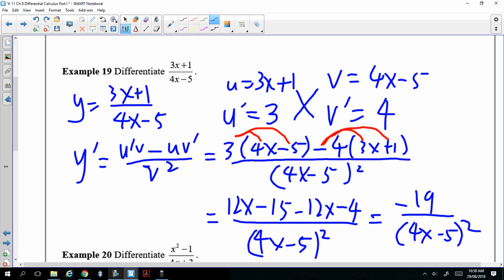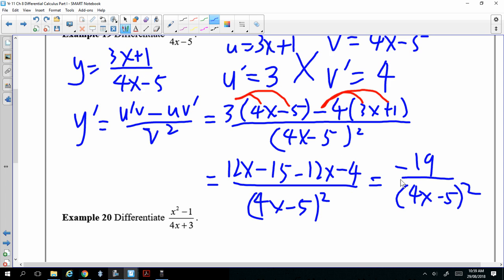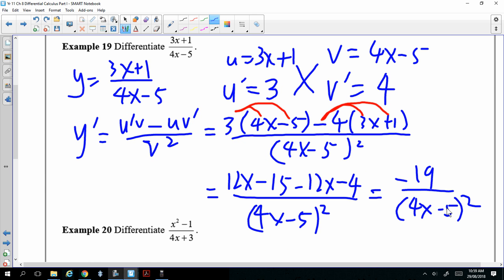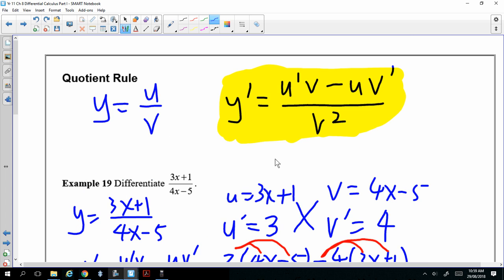Got it? It's pretty easy, isn't it? Can you try the next one? I've just differentiated. That's y dash. That is the derivative. That's the original. Does that make sense? That's the derivative. That's the formula: you square the denominator and do this. You just leave it at the bottom. Maybe you don't like y dash. Let's write dy over dx.